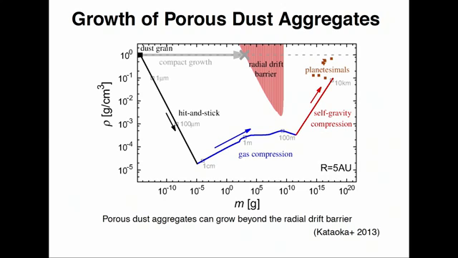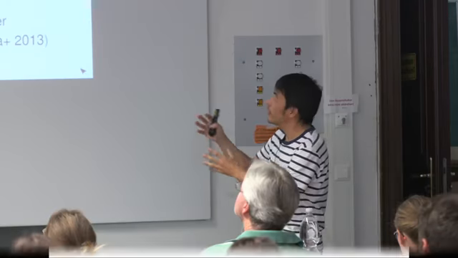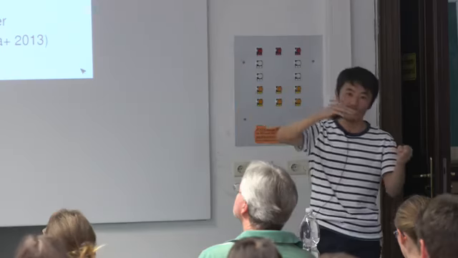But then the gas compression, I mean the compression by ram pressure, and also self-gravity forms, and so they found the path avoiding the radial drift barrier. So along this line, the dust aggregates can grow, avoiding falling down onto the central star.